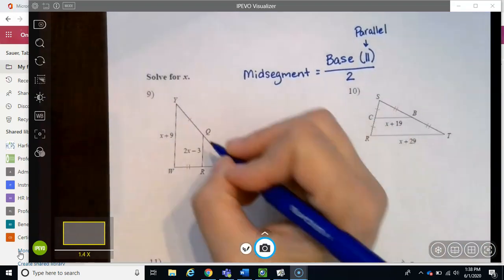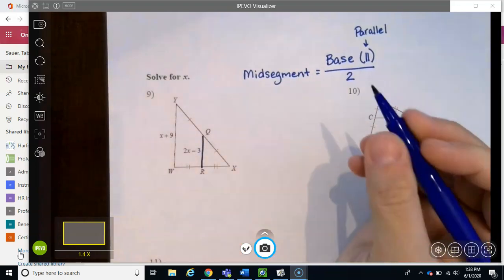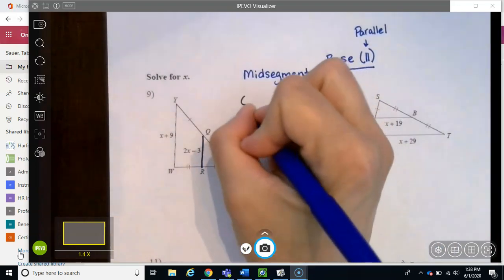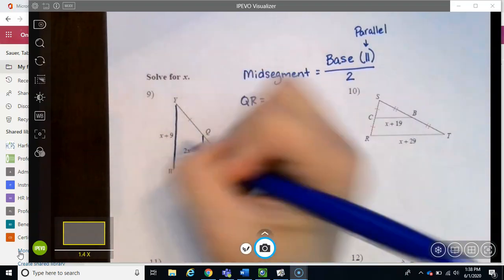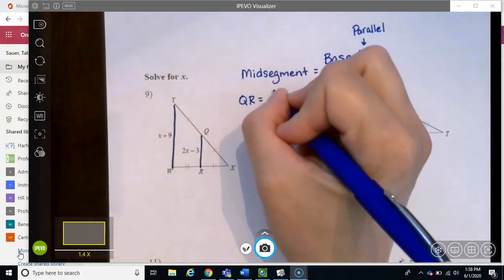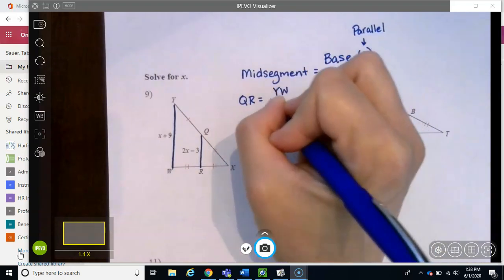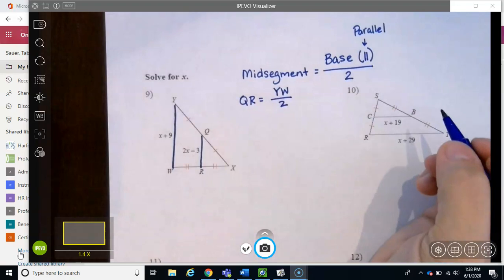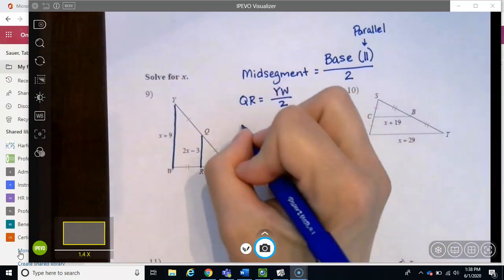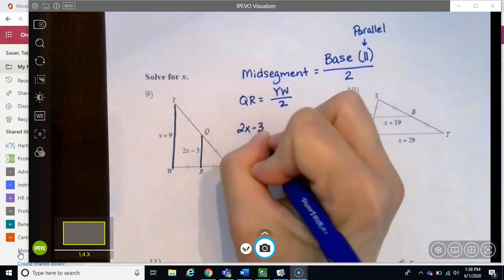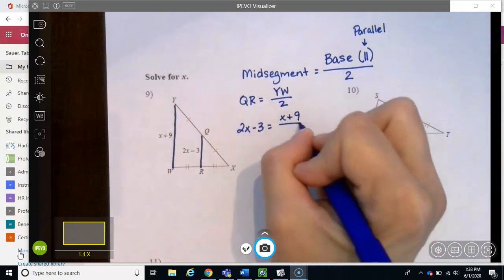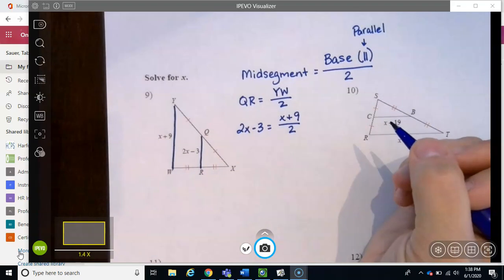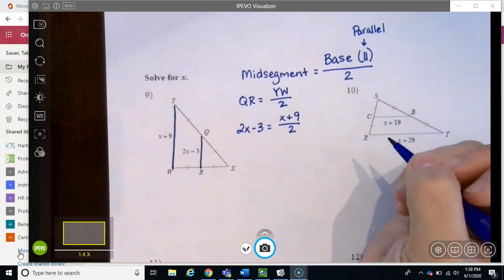So our mid-segment is QR is equal to the base that's parallel to that. So that would be YW divided by 2. So plug in what you know. QR is 2x minus 3 is equal to x plus 9 divided by 2. So now we've got an equation that we can solve.